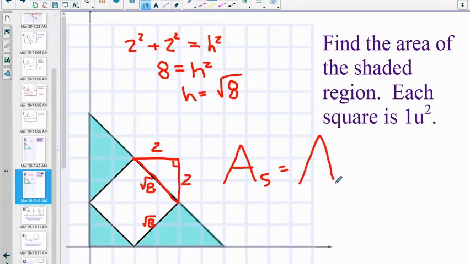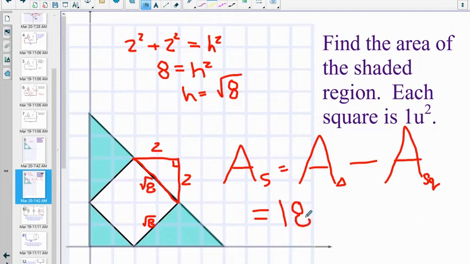Which means if I want to find this total area, the area of the shaded part will be the area of the triangle minus the area of the square. I guess I'll have to use SQ to stand for that. So the area of the triangle, base is 6, the height is 6. 6 times 6 is 36, divided by 2 is 18. And then the area of the square is the square root of 8 times the square root of 8. Well, the square root of 8 times the square root of 8 is 8. So 18 minus 8 gives us the same answer that we got on the previous slide, 10 square units.